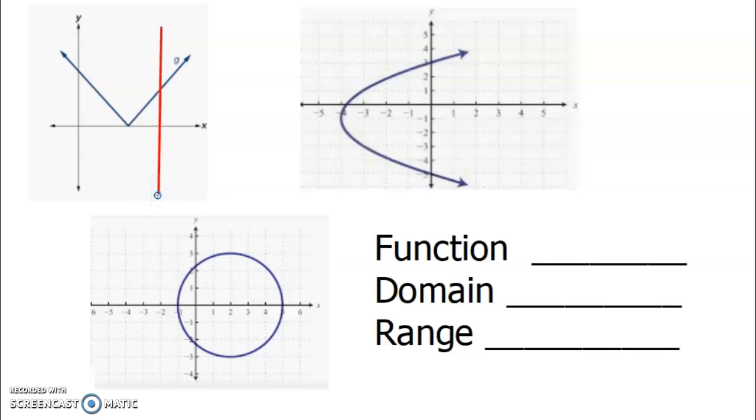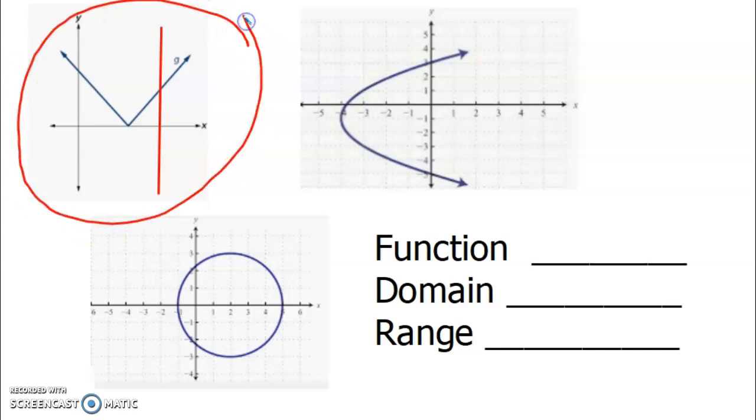Now the vertical line test tells you if your graph intersects your vertical line one time and only one time, then yes, it's a function. So on this first one here, we would say yes, that's a function because the vertical line test tells us that it intersects one time, so that would be okay.